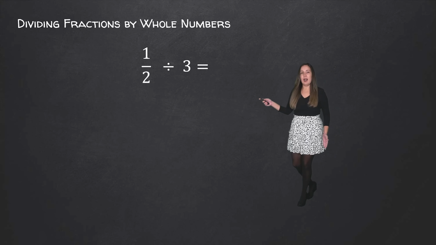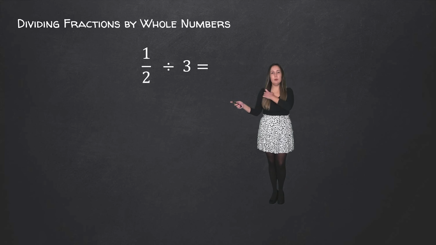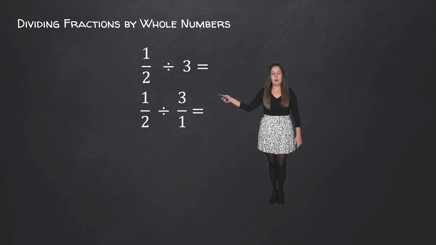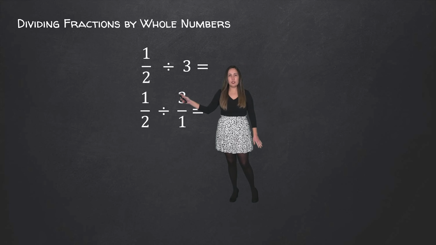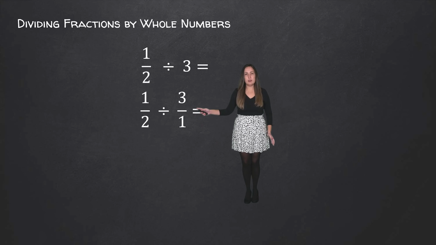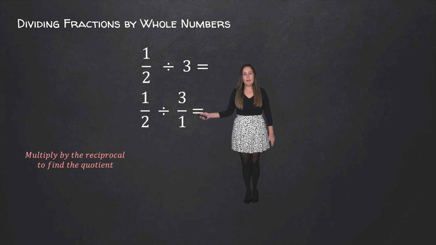Now, if we did not have our model, what we would do is take the 3 first and write it in fraction form. So we're just rewriting 1 over 2 divided by 3 as 1 over 2 divided by 3 over 1 because the 3 is now in fraction form. Then we're going to take the half and multiply it by the reciprocal of 3 over 1 in order to get our answer. So the reciprocal of 3 over 1 is 1 over 3 because we're taking the numerator and the denominator and flipping it.